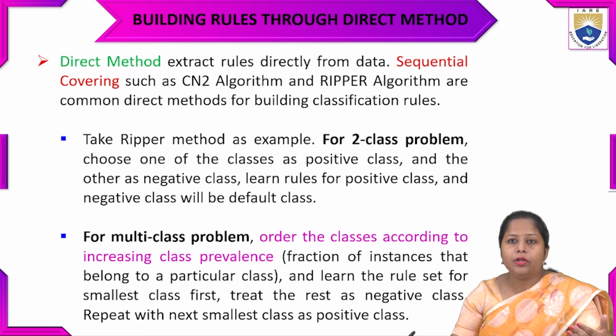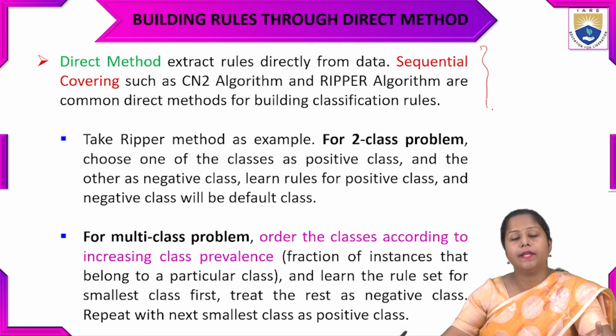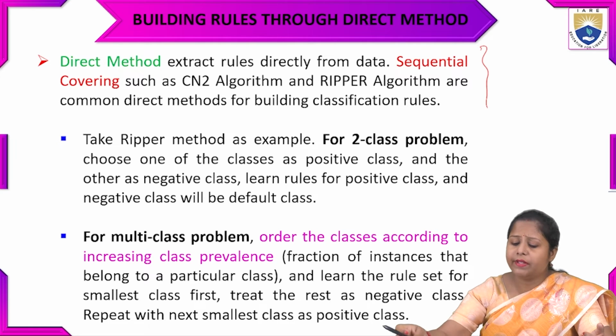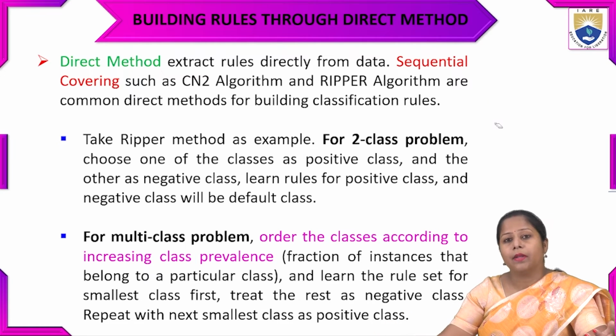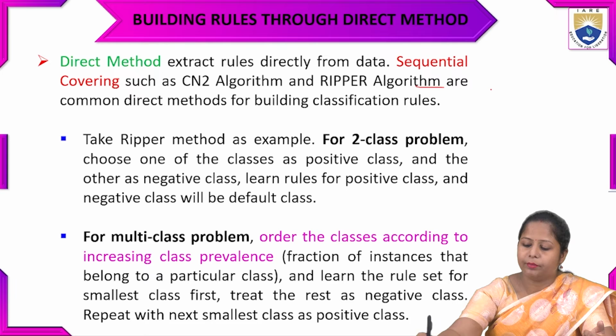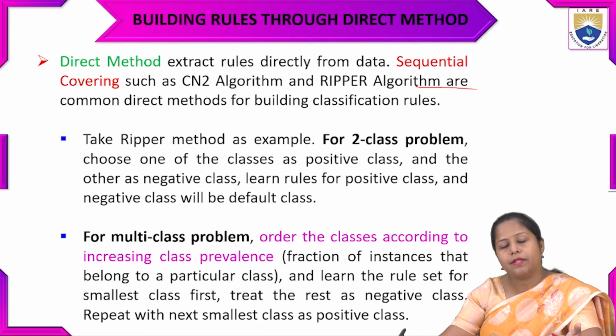Now, we are going to build the rules through a direct method. What are the direct methods? Direct methods extract the rules directly from the training data, which is what we have available. The sequential covering algorithm is also a direct method, including the CN2 algorithm and the Ripper algorithm. These are common direct methods for building classification rules.